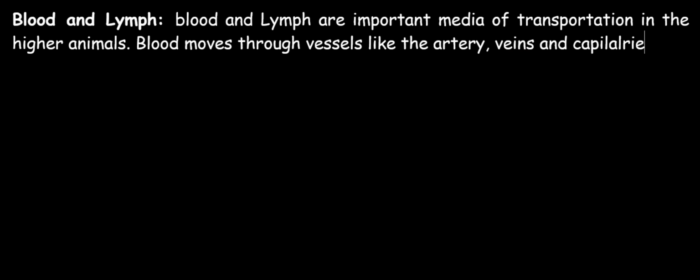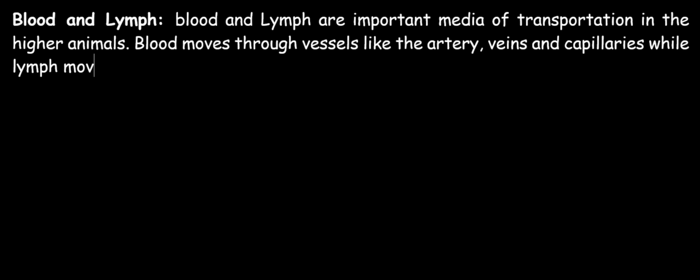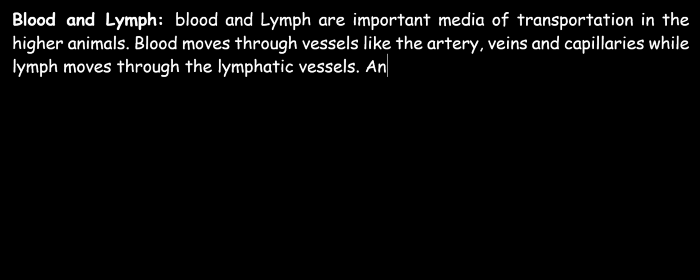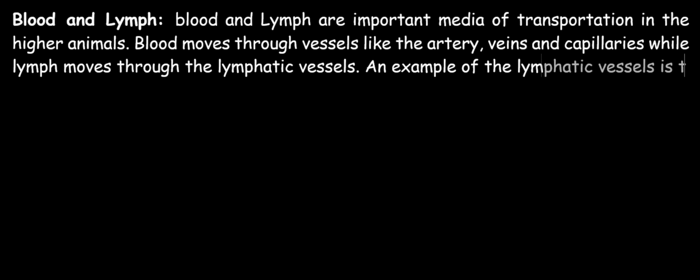Now we'll be looking at the blood and lymph. Blood and lymph play an important role in transportation in higher animals. The blood moves through vessels which are known as the blood vessels, and these vessels include the arteries, the veins, and capillaries, while the lymph moves through lymphatic vessels. A typical example of lymphatic vessels is the lacteal, which transports fatty acids and glycerol.